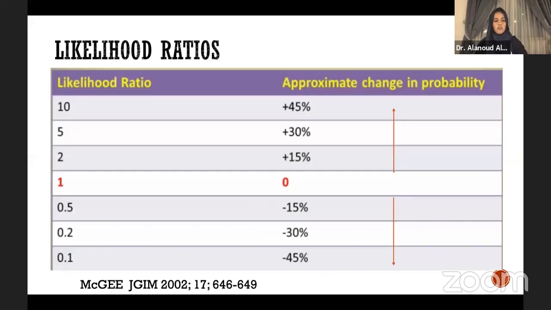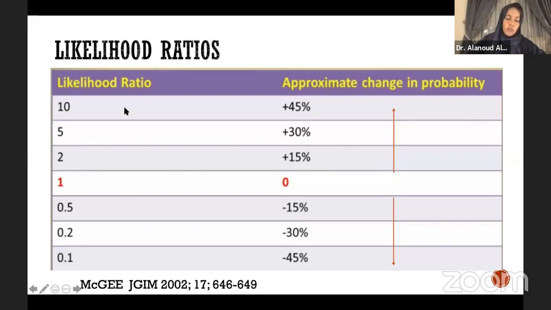And here is what they call the nomogram for the likelihood ratios. Any likelihood ratio of 1 is useless, that means it's not going to change your test probability. And likelihood ratios are very important to detect your post-test probability. Whenever the likelihood ratio is above 1, it will change the post-test probability. So if you have 2, this will increase your baseline probability by 15%, and if it's 10, by 45%.